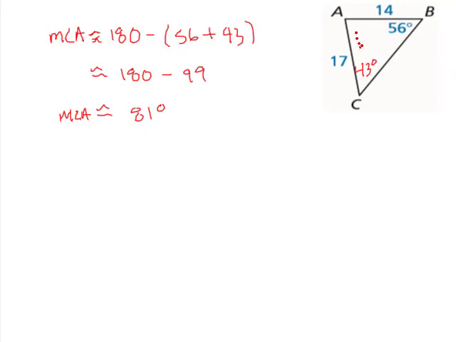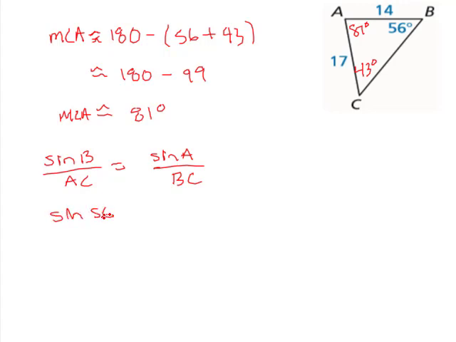So now we have that portion done. The only thing that's left is to find the length of side BC. So we'll start off with what we started off with last time, because we were given the sine of B over AC. And now we're going to use the sine of A, since we just figured that out, over BC to figure out what BC is. So the sine of 56 over AC, which again is 17, is equal to the sine of A, which is 81 degrees, over BC, and that's what we're looking for.